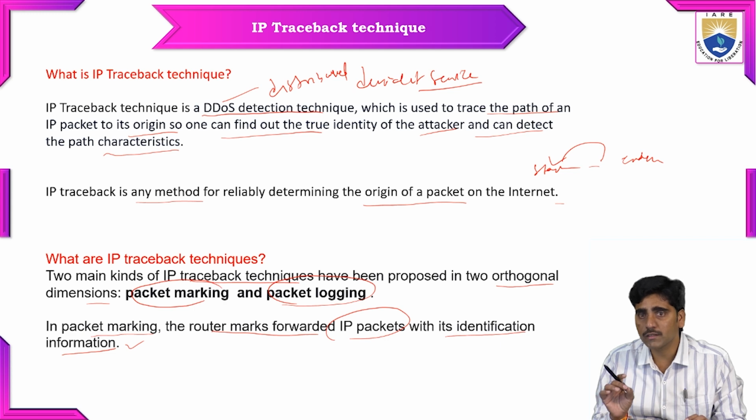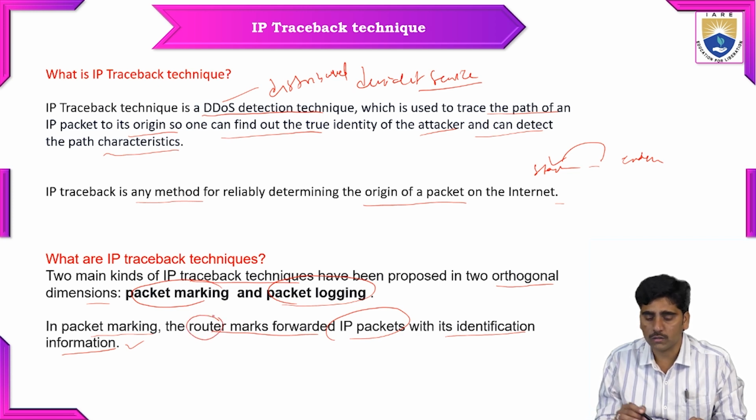So the packet has been marked. The router marks the forwarded IP packet. When a packet moves from here to the next station, each and every packet is marked by the router with its identification information.